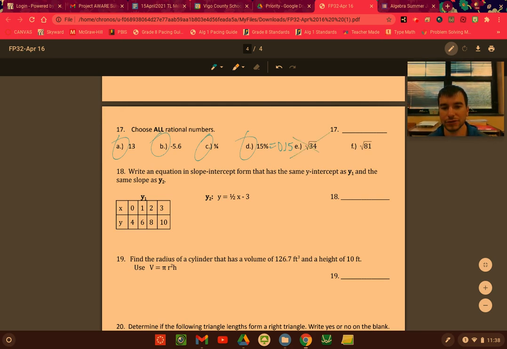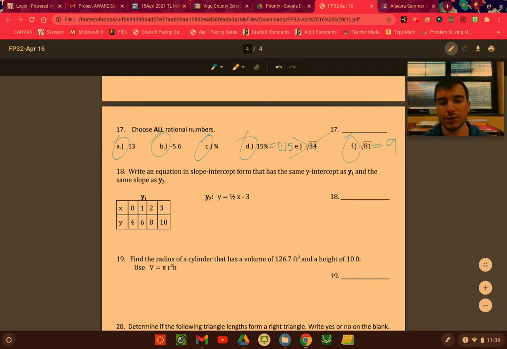E is irrational. And then lastly, F, how can I rewrite the square root of 81? I can rewrite that, as we all know, as 9, because the square root of 81 is 9. And that's just like A, so this is a rational number. So all of these answers work besides E.